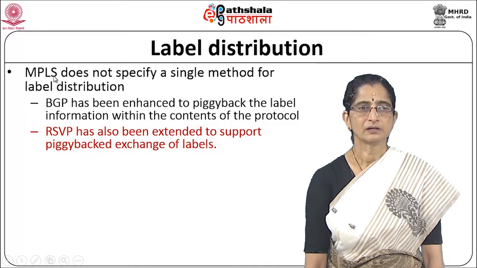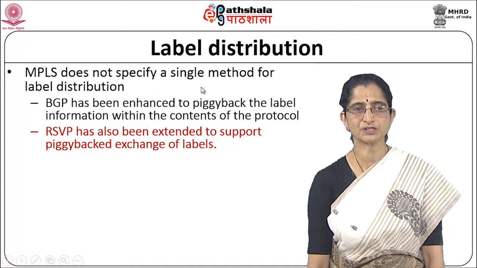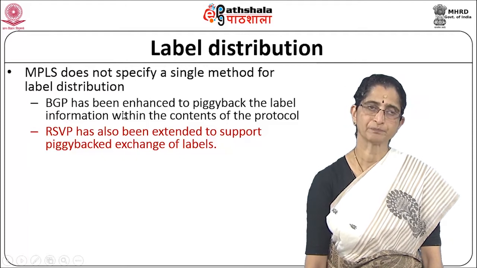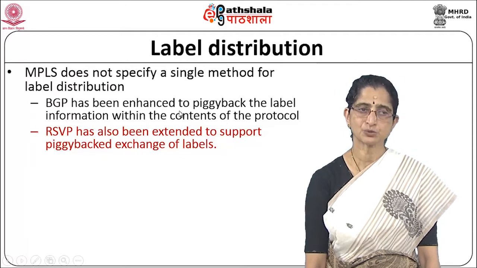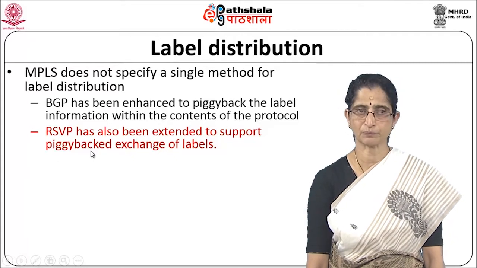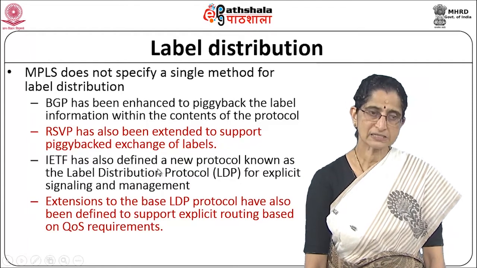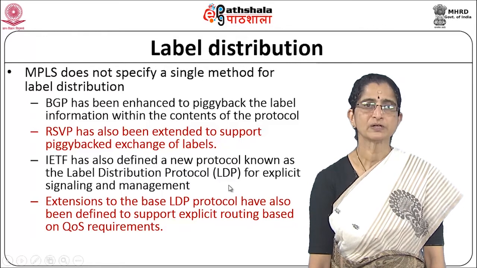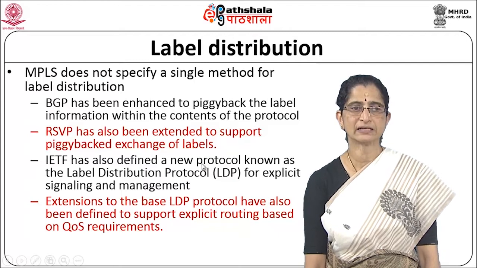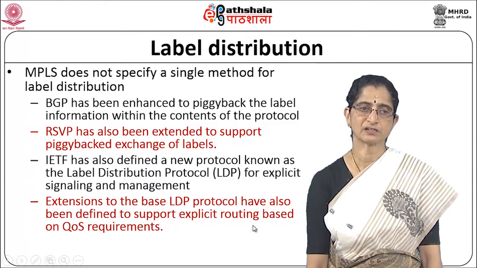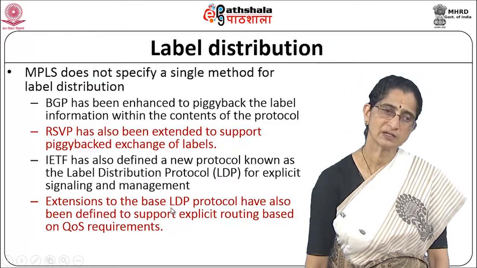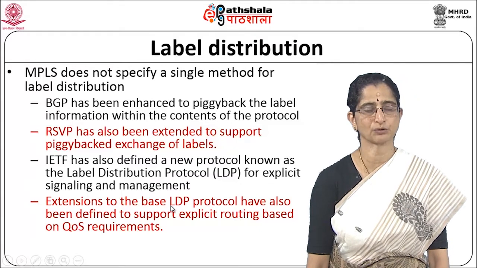MPLS has multiple methods for label distribution. One is that you could use BGP, which has been enhanced to carry label information. There is also the RSVP protocol, which has been extended to support the exchange of labels. Plus there is a new protocol called the label distribution protocol, LDP, which is used for explicit signaling and management in MPLS networks. There are also extensions to the basic LDP protocol to support explicit routing based on QoS requirements. So you have a lot of support for QoS routing provided as part of the LDP protocol and therefore as part of MPLS as well.